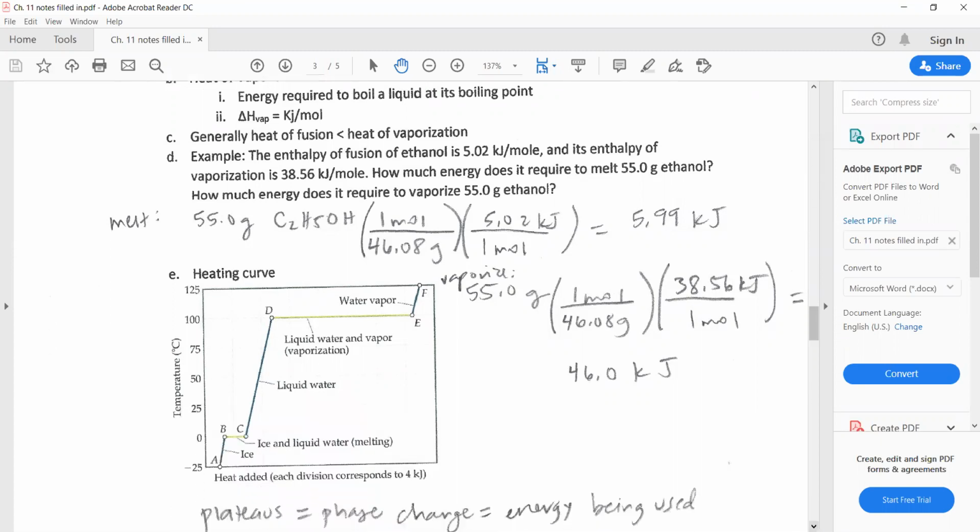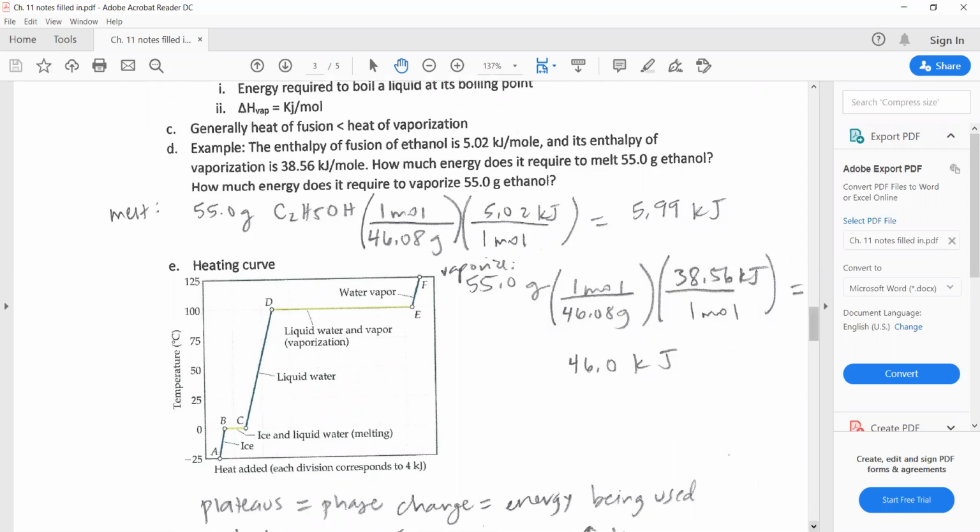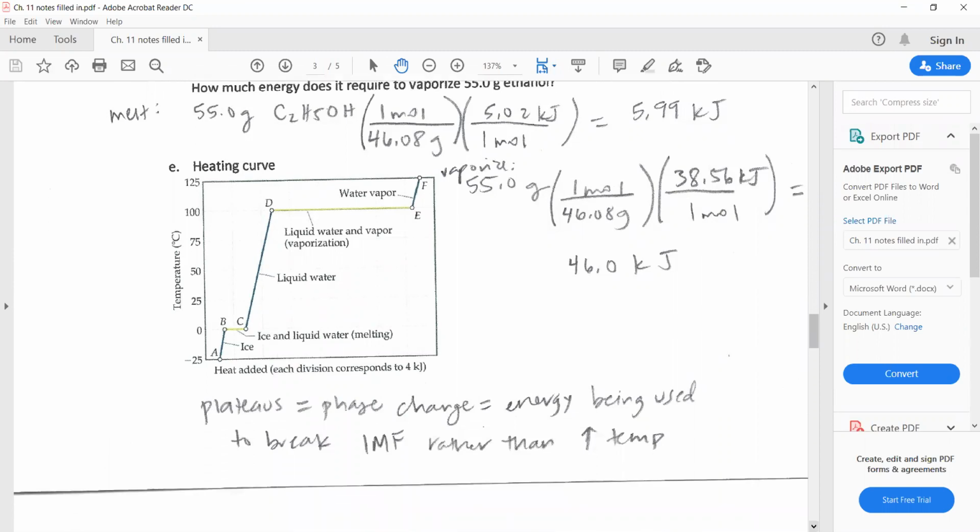To vaporize it, we would take grams to moles again. And then our heat of vaporization tells us that for every 1 mole, it would require 38.56 kilojoules of energy. So we multiply and we get 46 kilojoules. So it takes only about 6 kilojoules to melt it and 46 kilojoules to boil it.